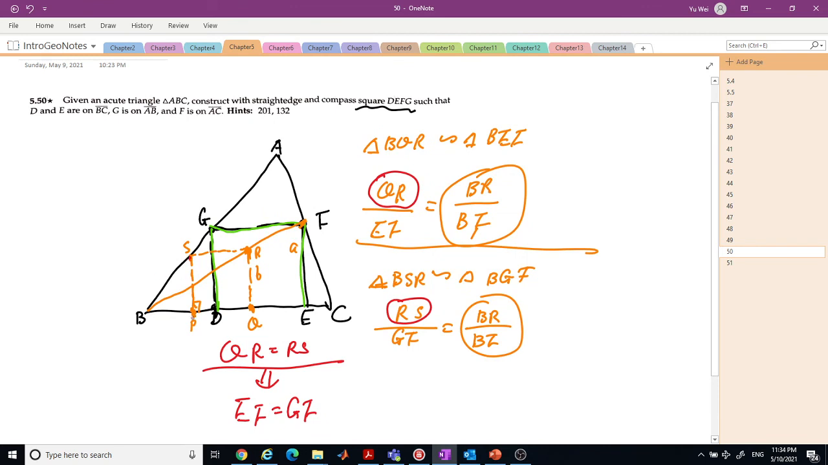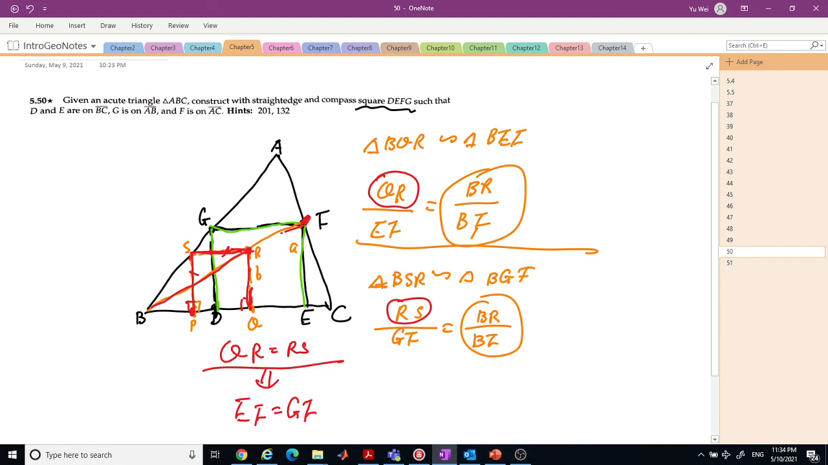So we can pick any P and draw a perpendicular line. Then we make SR equal to this. We can construct the square PQRS. We don't have to inscribe it in this triangle yet. Now what we do is connect PR and extend it to F.